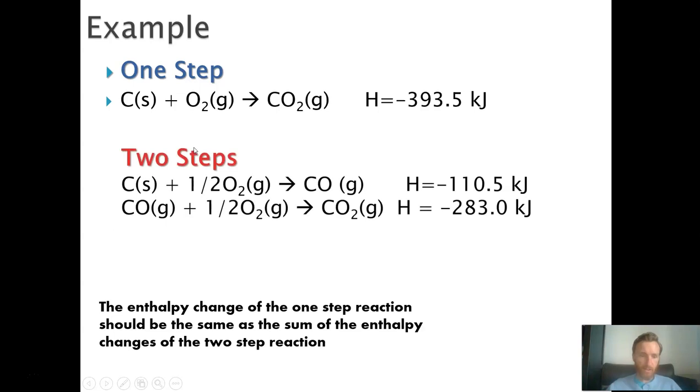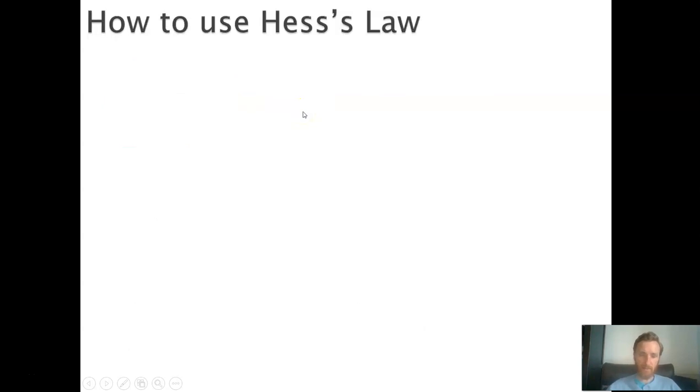And also, we can break that up into 2 steps. We can break it up into the formation of carbon monoxide here, and then the formation of carbon dioxide. And if we do that, and if we know the enthalpy change for each step, we can get the overall enthalpy change for the formation of carbon dioxide. So the enthalpy change of 1 step should be the same as the sum of the changes in 2 steps. Now we do need to make sure that we end up with this reaction here in the end. So let's have a look at what that might look like.